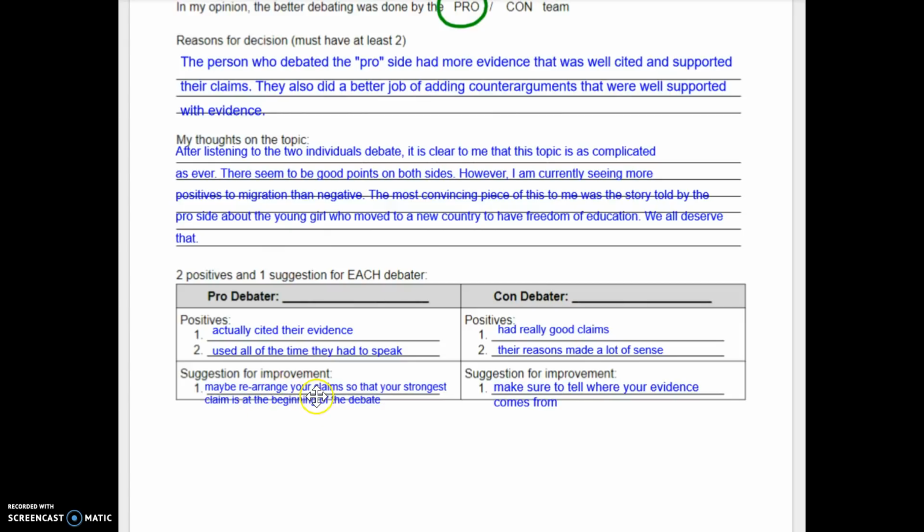So it could be about rearranging claims or making sure to tell where their evidence is coming from. It might be a suggestion to add more claims or spend more time on their reasoning, whatever it happens to be. But you just want to be specific and kind in what you say. That's how to complete the judging sheet.